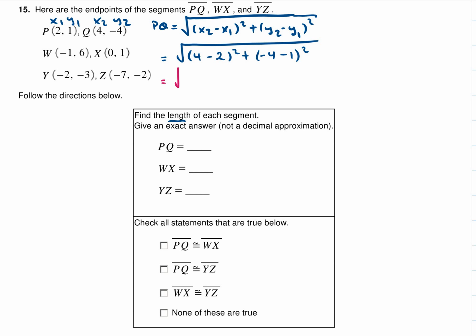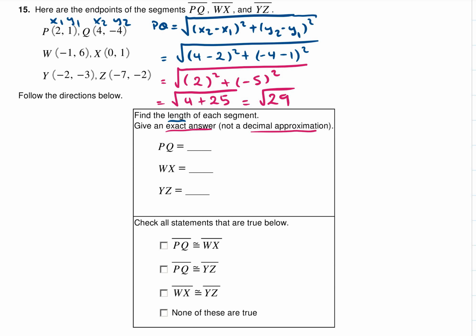Okay, and we will subtract this. 4 minus 2 is 2 squared plus negative 4 minus 1 is negative 5 squared. 2 squared gives me 4, 5 squared gives me 25. That equals the square root of 29. And they ask you to give the exact answer, not a decimal approximation. So they want you to answer exactly like square root of 29.